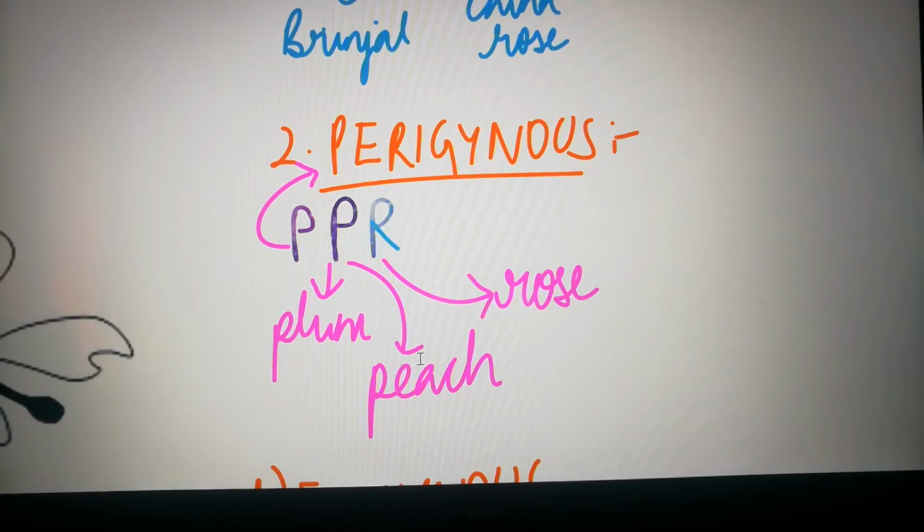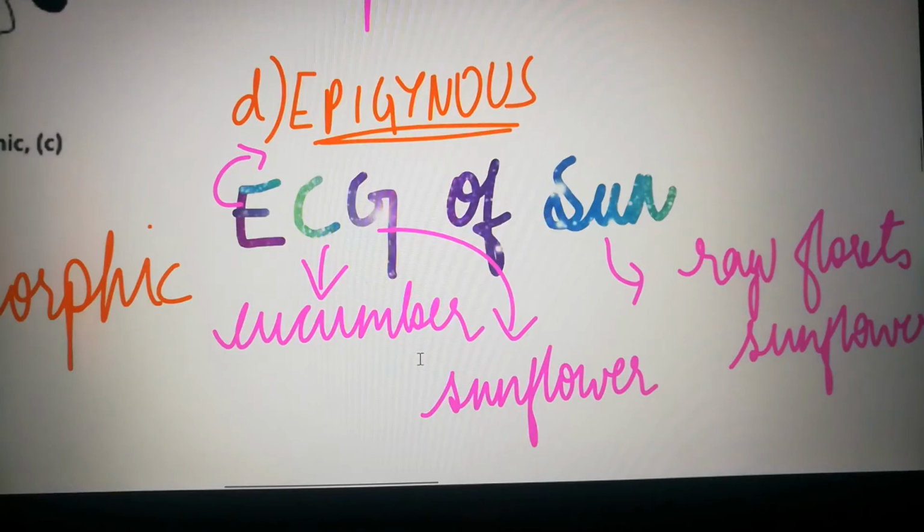You have to remember a small word, that is PPR: plum, peach and rose. So here you go. And then the last type we have is epigynous.